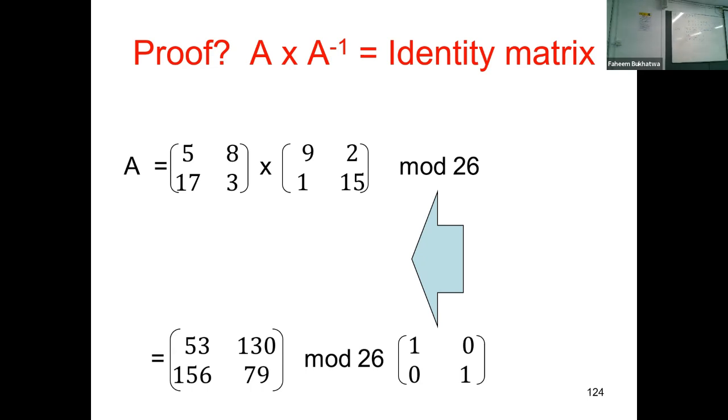You multiply this row into this column, and then get one value. Then the bottom row into the next column. So this is 17 times 6 plus. And then mod each one of them by 26.